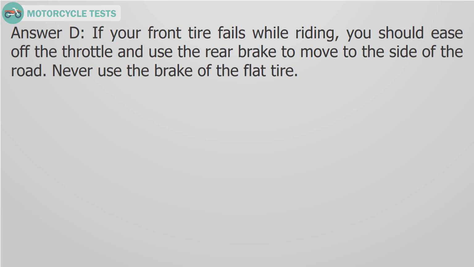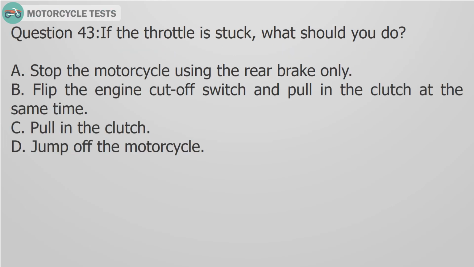Answer D. If your front tire fails while riding, you should ease off the throttle and use the rear brake to move to the side of the road. Never use the brake of the flat tire. Question 43. If the throttle is stuck, what should you do? A. Stop the motorcycle using the rear brake only. B. Flip the engine cutoff switch and pull in the clutch at the same time. C. Pull in the clutch. D. Jump off the motorcycle.